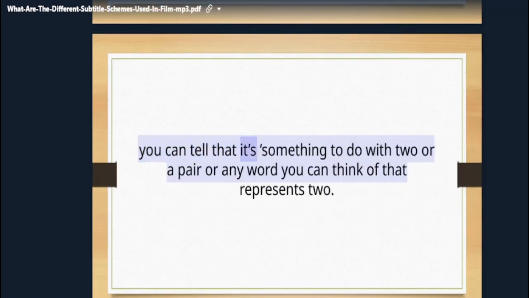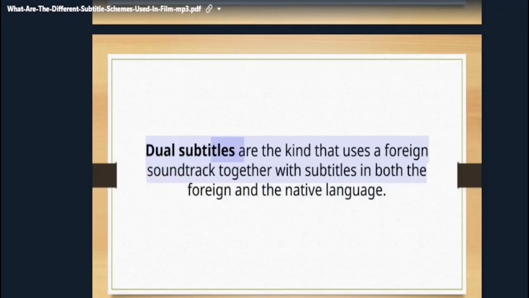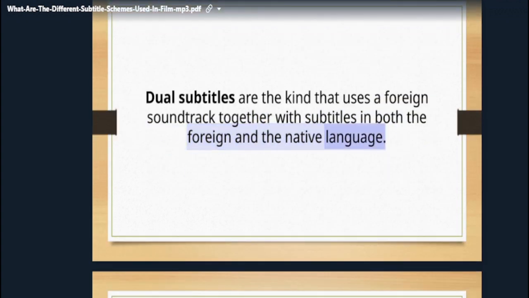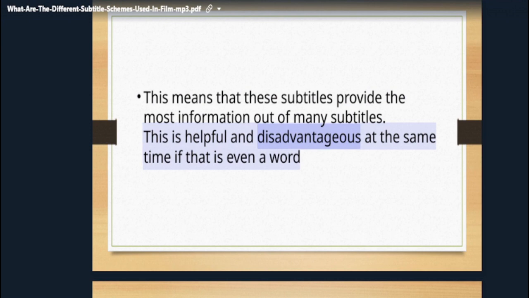You can tell that it's something to do with two or a pair, or any word you can think of that represents two. Dual subtitles are the kind that uses a foreign soundtrack together with subtitles in both the foreign and the native language. This means that these subtitles provide the most information out of many subtitles. This is helpful and disadvantageous at the same time, if that is even a word.